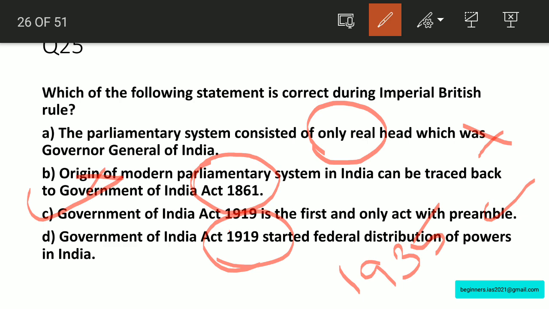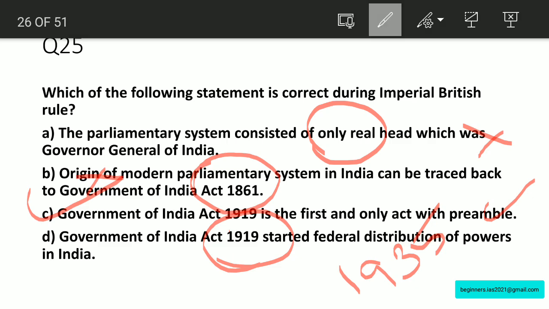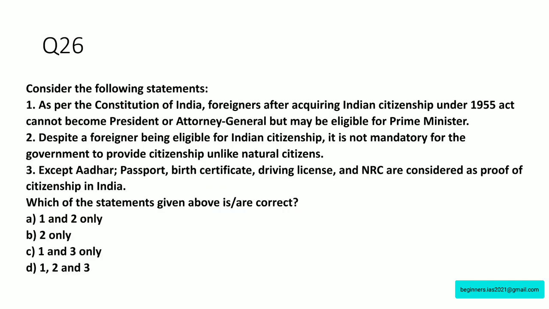The Government of India Act 1919 was the first and only act with a preamble. Kindly note this one, it is very important. So let us move on with question number 26.